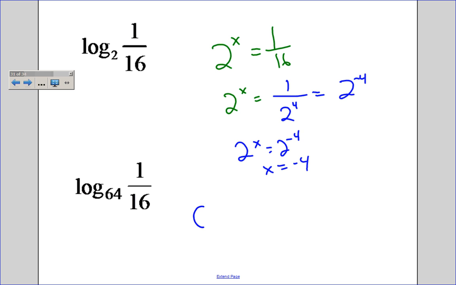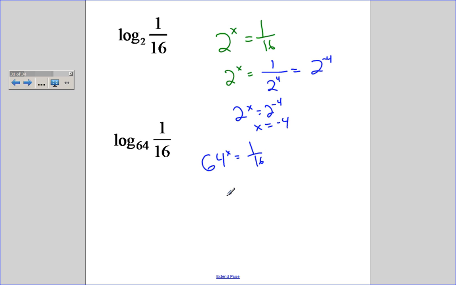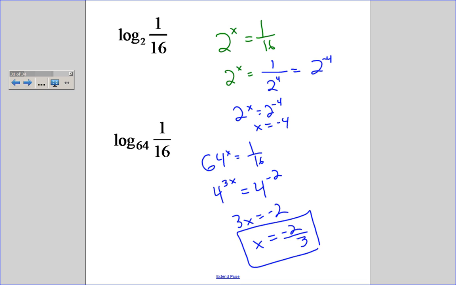So if I have 64 to the x is equal to 1/16th. Looks like both of these could go down to 4. This is 4 to the 3x. This is equal to 4 to the negative 2. So 3x is equal to negative 2. Divide by 3 on both sides, and x is negative 2/3.